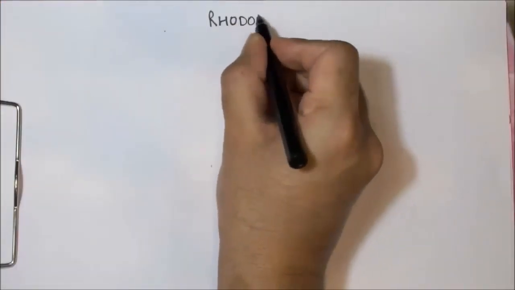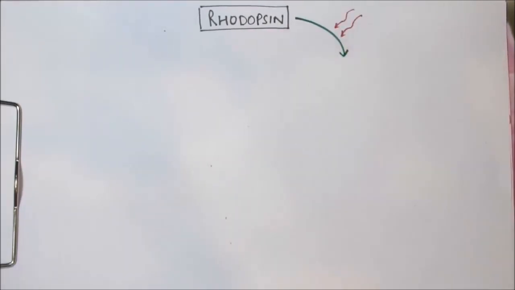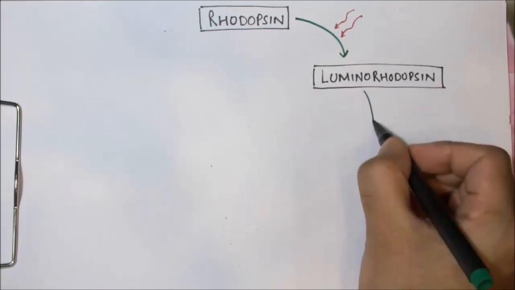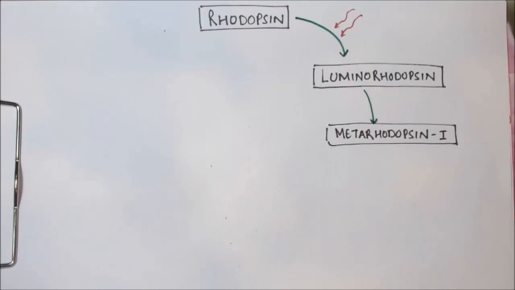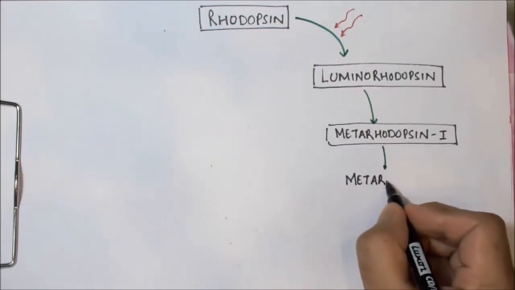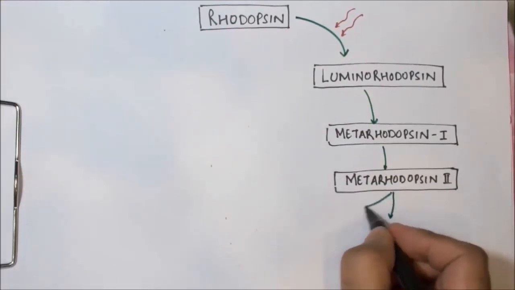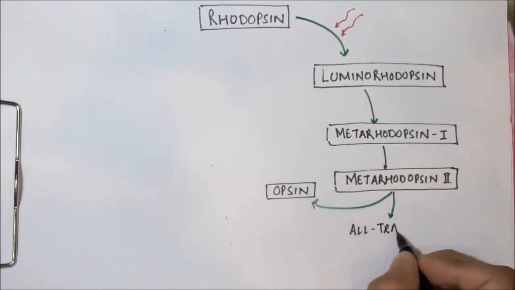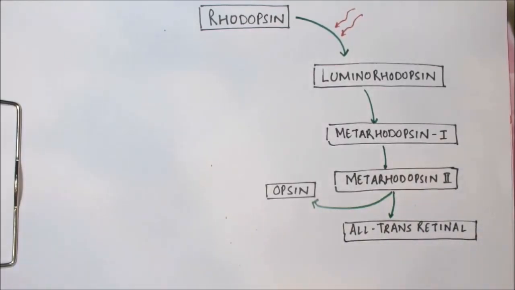Now let's see in detail what is happening to the molecule rhodopsin. This rhodopsin on stimulation by light is converted into lumirhodopsin, which is then converted into metarhodopsin 1. This is converted into metarhodopsin 2, and this breaks into opsin and all-trans retinal, which is then processed by two pathways, one in the eye and one in the liver.